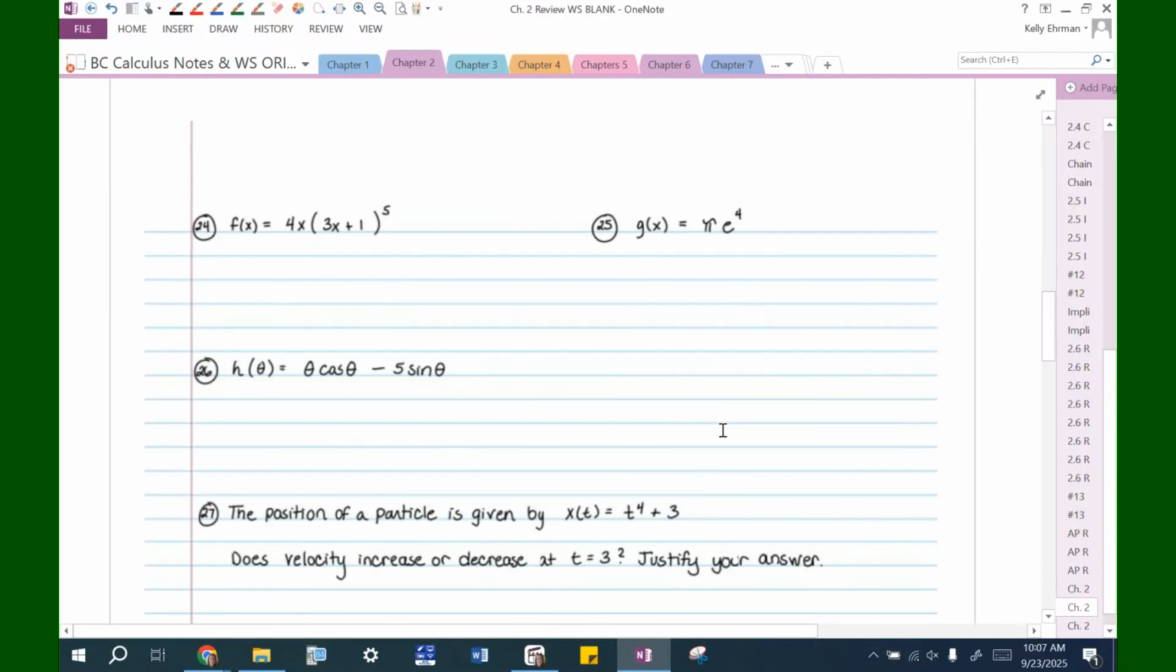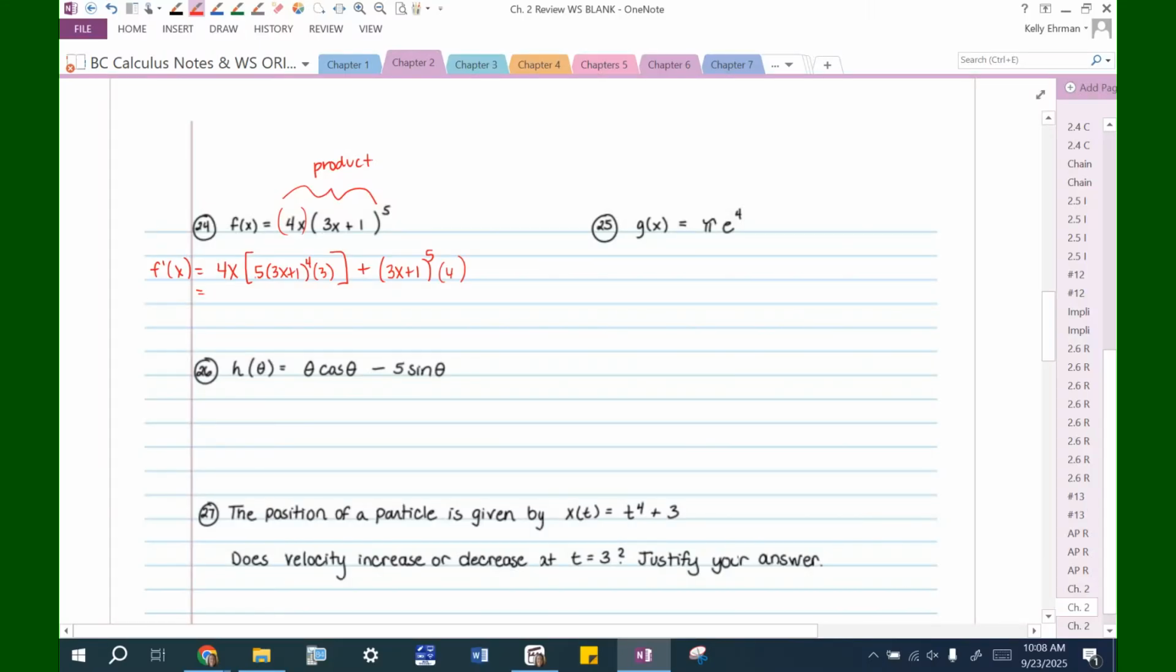All right, what about this side? Now, here's one where I don't want to expand this out to the fifth, so I'm trying to force you into chain rule, but also it's product rule first. Product rule, and within product rule, we'll have to chain. So f prime of x is first times derivative of the second. That'll be 5 times 3x plus 1 to the fourth times the derivative of 3x plus 1. First times derivative of the second plus second times derivative of the first, which is just 4.